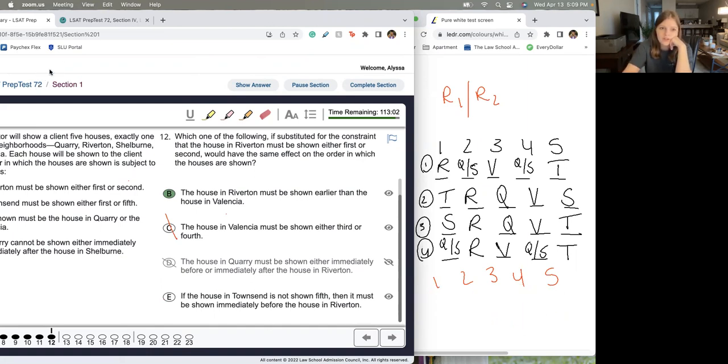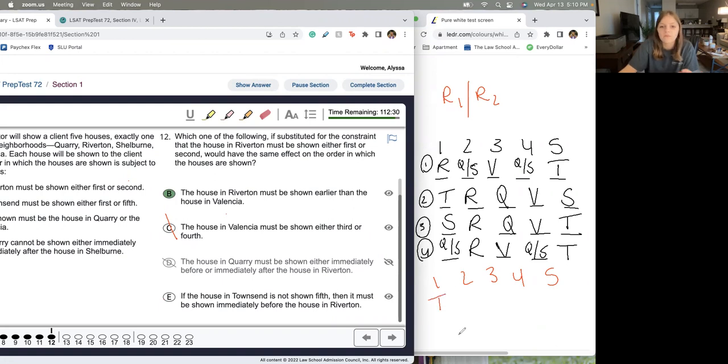Looking at E, if the house in Townsend is not shown 5th, then it must be shown immediately before the house in Riverton. Okay, so this is a little bit more challenging because it's this if. Our if rules do not have to happen. So technically this really doesn't change a whole lot, because if we have T in 5, this rule is still followed, or well, I guess not really.